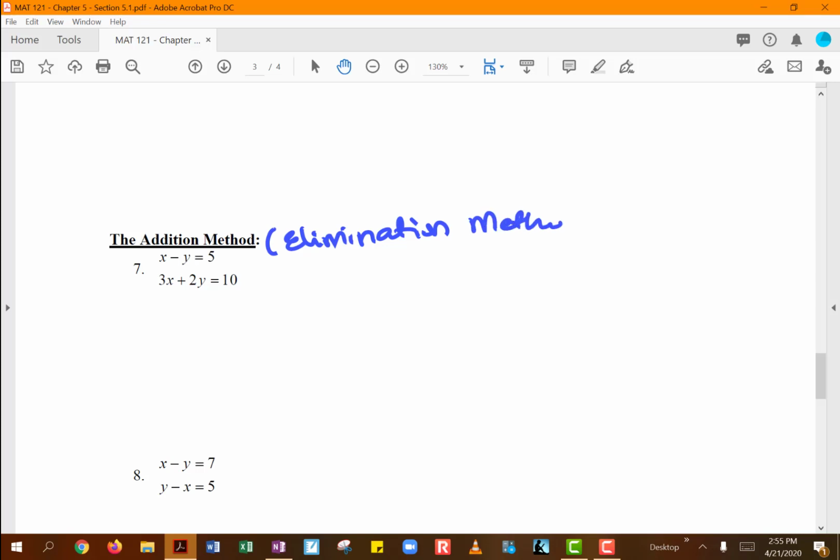And like I said, the idea is by adding the two equations together, we want to see if one of the variables will cancel out. So that may involve multiplying your equation by a certain number so that we can cancel out either the x or the y variable. So let's take a look at this first example here, number 7. We are given x minus y equals 5 and 3x plus 2y equals 10.